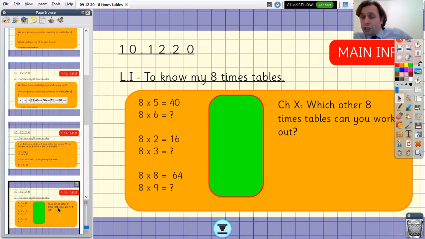And if you wanted an extra challenge, which other 8 times tables can you work out? Are there any related facts? Can we go even bigger? Could we do 8 times 100? Are there any similarities or things that we can use that we already know to help us work out some bigger questions? Okay, pause the video here, and when you're ready to come back, press play.